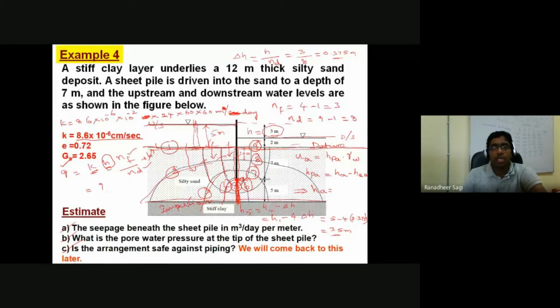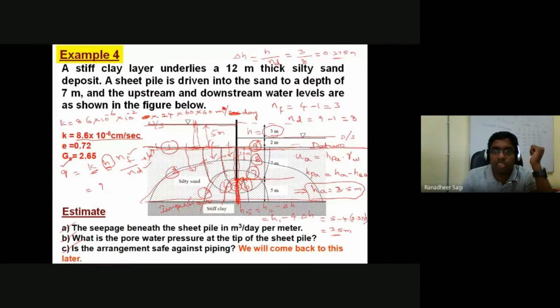Once I know the total head corresponding to the fifth equipotential line, which is 3.5 meters, automatically I can say how much is the total head of point A. So the total head corresponding to point A is simply 3.5 meters, because point A is lying on your fifth equipotential line. Once the total head at point A is known, let me understand the position of point A from the chosen reference datum.